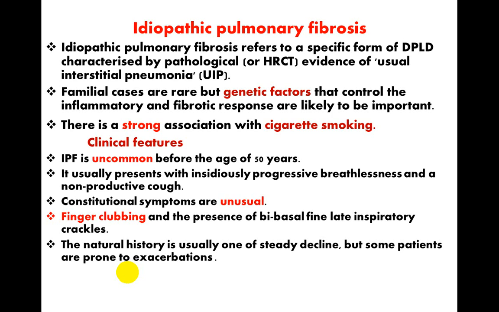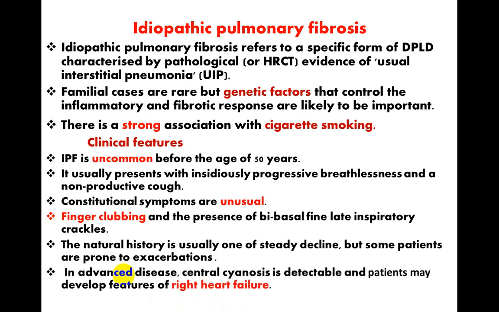So the common clinical features: uncommon before the age of 50, insidious dyspnea and non-productive cough, unusual constitutional symptoms, and basal, fine, late inspiratory crackles with finger clubbing are present. The disease course is one of steady decline with time, I mean, a progressive disease. In advanced cases, the patient might develop central cyanosis and features of right-sided heart failure with leg edema, raised JVP, and hepatomegaly.